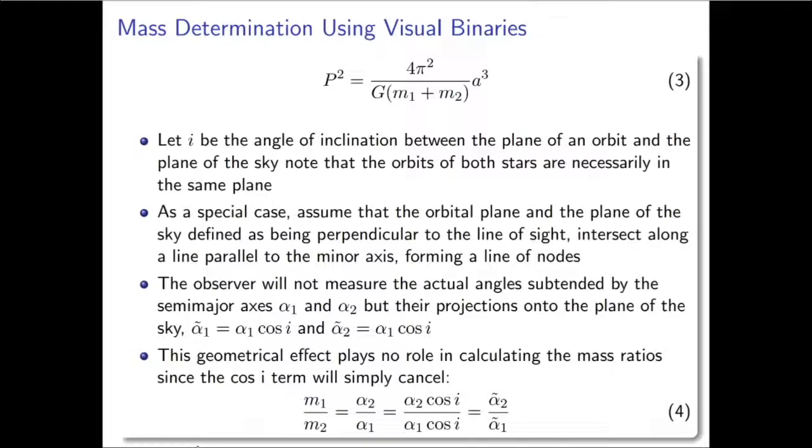So what will happen to the observer now? The observer will not measure the actual angles subtended by the semi-major axes, that is alpha 1 and alpha 2, but instead will measure the projection onto the plane of the sky, that is alpha 1 cos I and alpha 2 cos I.